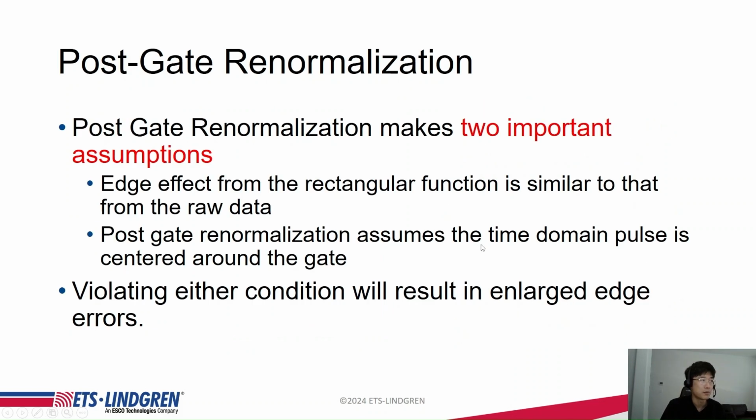The post-gate renormalization method makes two important assumptions. First, the edge effect from the rectangular function is similar to that from the raw data. Second, it assumes the time domain path is centered around the gate. Violating either condition will result in enlarged edge errors.